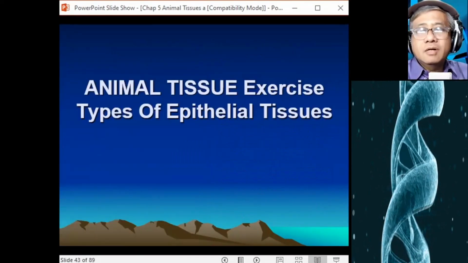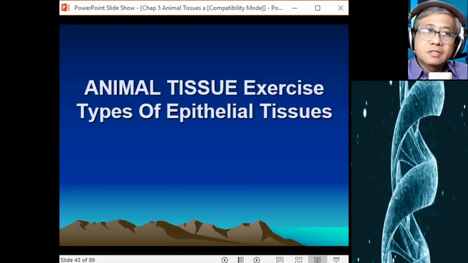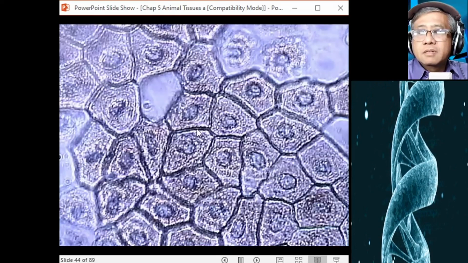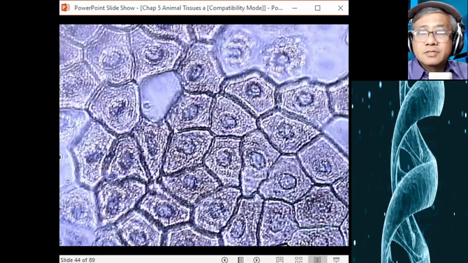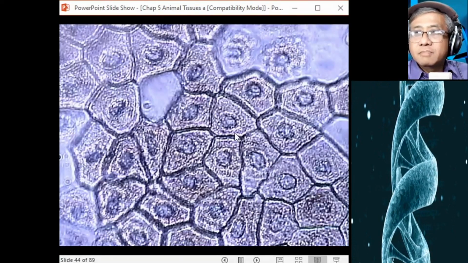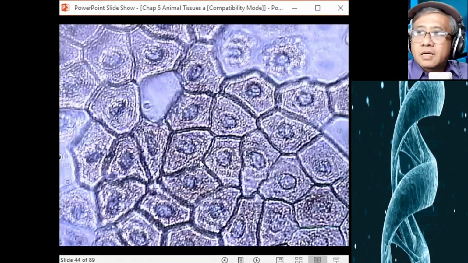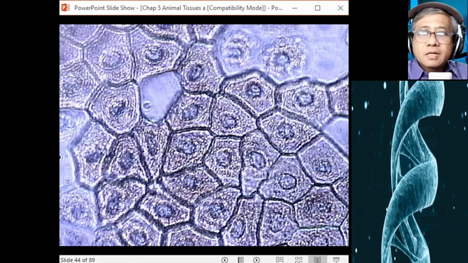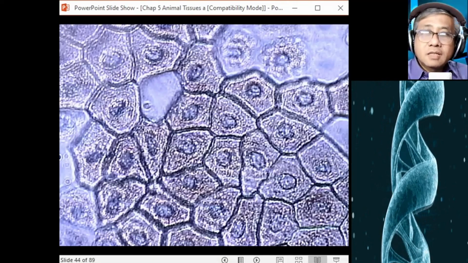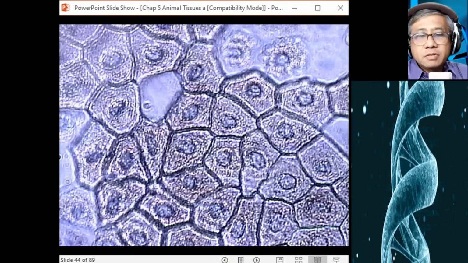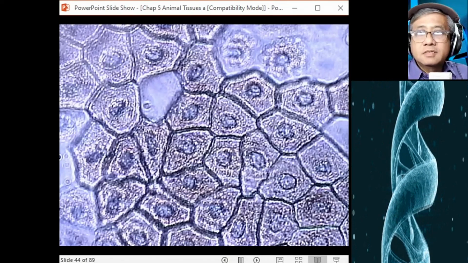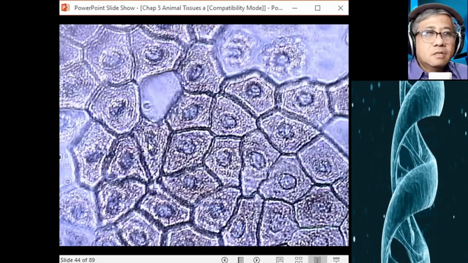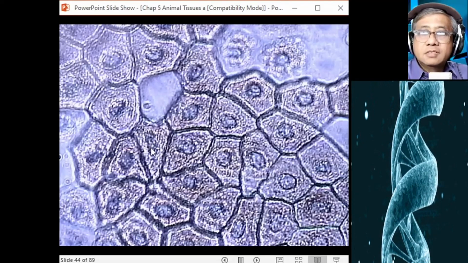Let's take a look now at the following animal tissues and let's try to identify. Ayan, so ito, para siyang fried eggs, sunny side up, di ba, with the nucleus at the center. So this type of epithelial tissue is squamous. And again, under the microscope, para silang tiles, no? Because again, squamous epithelium is made up of closely packed cells. Alright, now they resemble tiles or sunny side up eggs or fried eggs.